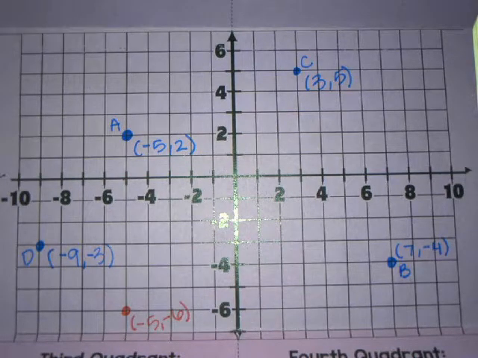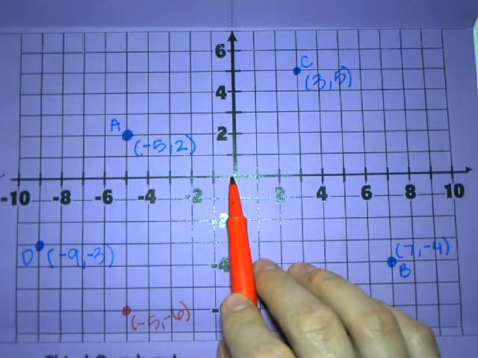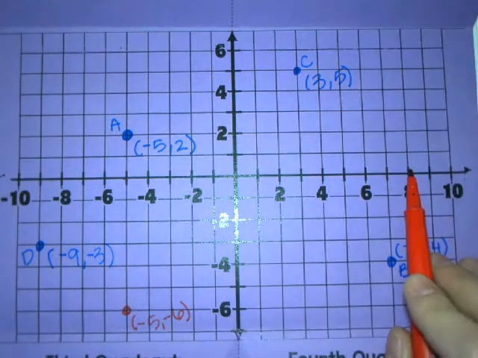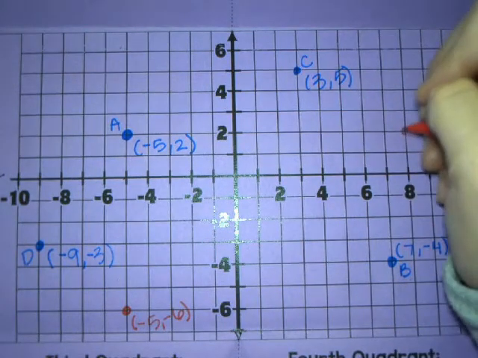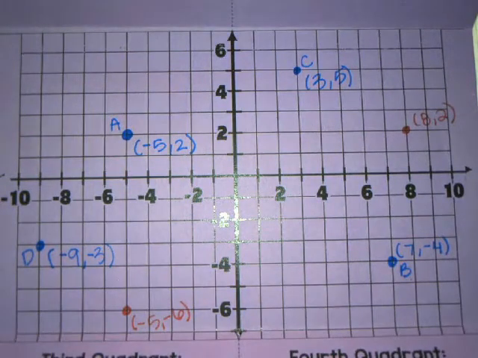Tell me how to plot it. Where am I starting? And then what do I do? Excellent. Nicely done. What quadrant is that in, everyone? First. Okay, plot the point for me. 4, -4.